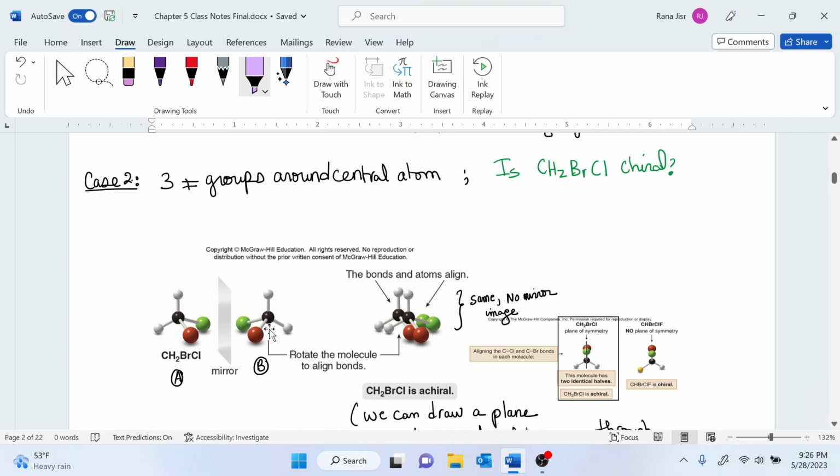Rotation can be at any angle. And the idea for a chiral molecule is that no matter what you do to rotate B, there is no way that it's going to align with A. So if you do a rotation of B and it aligns with A, this means that the molecule is not going to be a chiral molecule. It's going to be an achiral molecule and it's going to be the same. So this is why I say that if I have a central atom and three different groups around it, then definitely the molecule is not going to be chiral, because the molecule and its image are going to align and they are going to be the same.